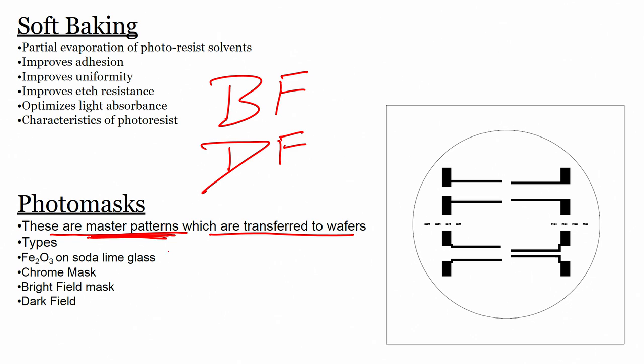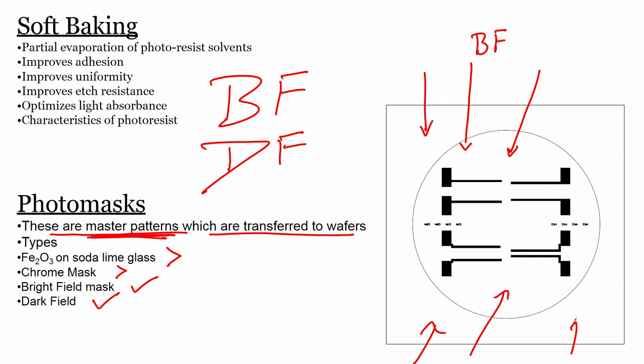Types, how many types of mask? There are two types basically. One is Fe2O3 on soda lime, second one is chrome mask. Now, based on the field, there is a bright field mask, and there is a dark field mask. The mask that you are looking at here is a bright field mask. You see, here the field is bright, here the field is bright, everywhere the field is bright except the pattern area, right, that is why it is a bright field mask.